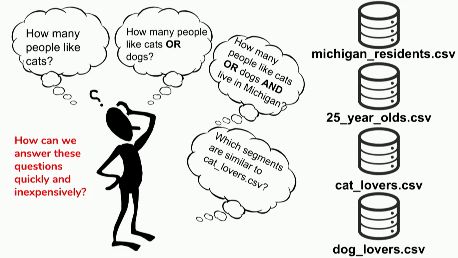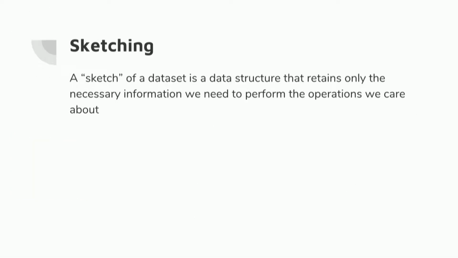And it turns out that there's a really interesting technique called sketching, which is basically when you construct a sketch of a data set, you're creating a data structure that contains only the information you need to answer the questions you care about. So this is a lossy compression. So instead of actually performing your operations on the data set, like the cat lovers or the original CSV file that you had, you would just create a proxy data structure that you can use to answer exactly the questions that you care about. And usually this is a lossy compression.